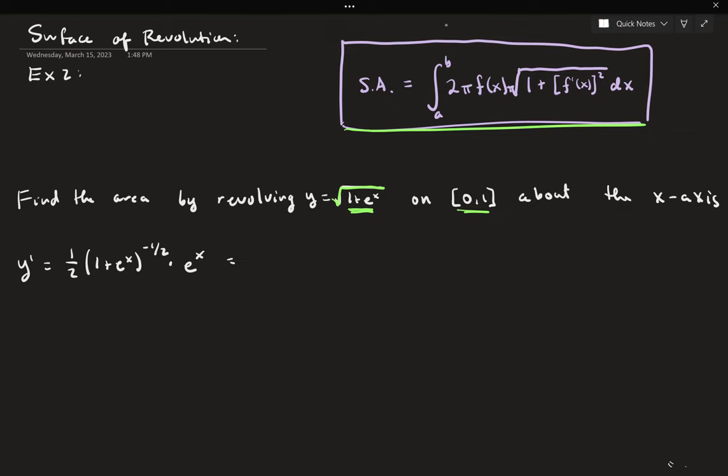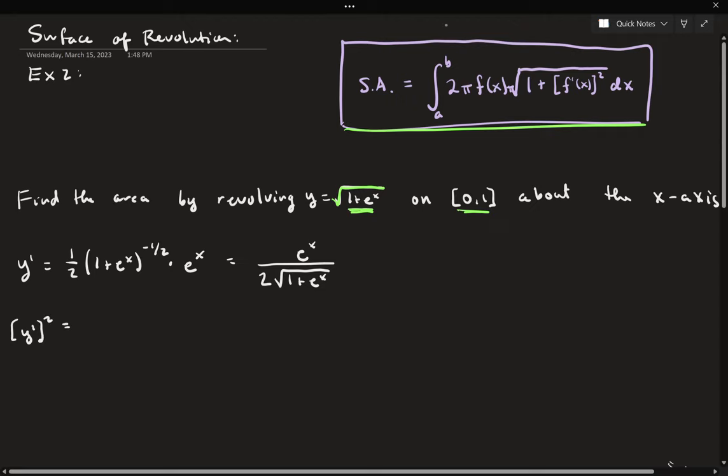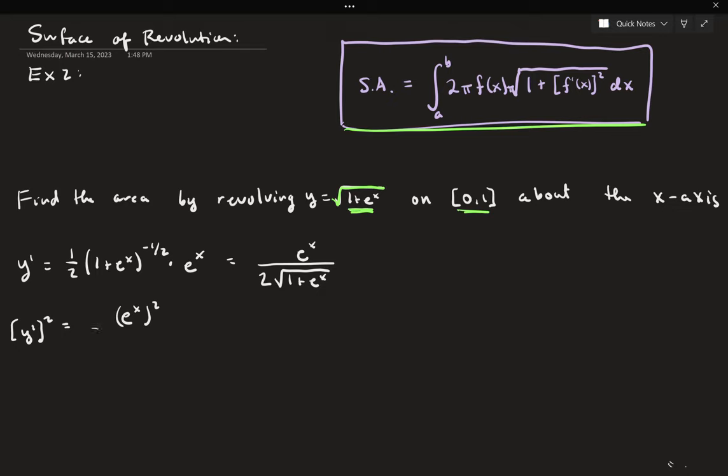And so I'm just going to simplify. I'll leave the e to the x on top. I'll put the 2 on the bottom. And then this minus a half power I'll put as a square root. It's in the denominator because it's a negative exponent. Okay, so now I'm going to square it. And I get e to the x squared over, remember I'm squaring both of them, 4 times 1 plus e to the x.